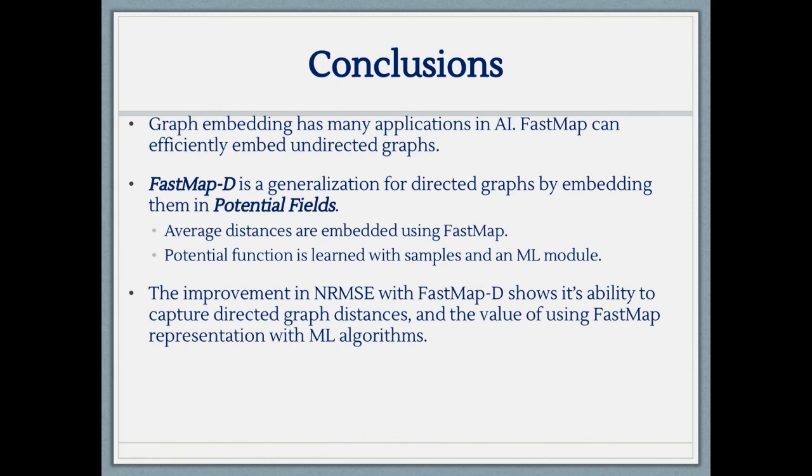The output of FastMap-D is a representation that can then be used by ML modules for downstream tasks like path computations and clustering.